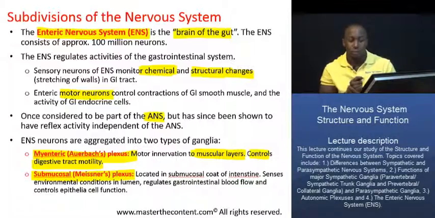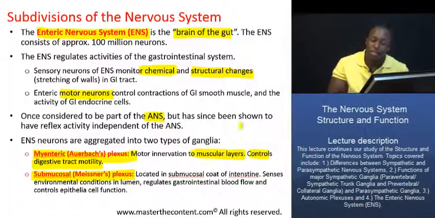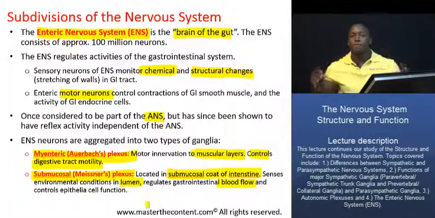On the other hand, the submucosal plexus is located in the submucosal coat of the intestine, and it senses environmental conditions, so chemical conditions in the lumen of the gastrointestinal tract. It also does another important function, which is it regulates blood flow to the gastrointestinal region.